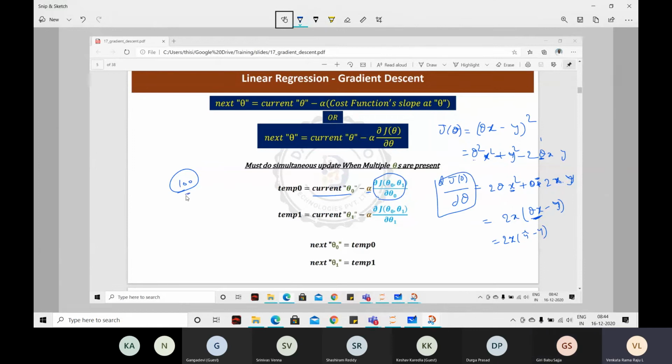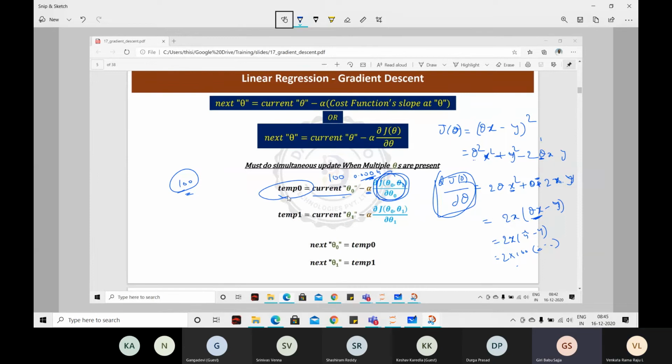Now you know 100. What is 100? You substitute x here, 2 into 100. Y cap you already know because you calculated theta transpose x. You substitute that value. Y also you know. You substitute that value and you get that derivative value. You know current theta 100. Your alpha is a constant 0.0005. We'll talk about that later, I took some number there. You can calculate next theta, right? Done?